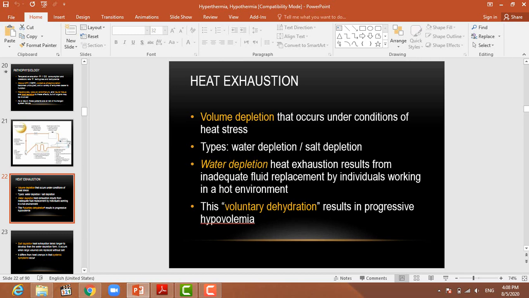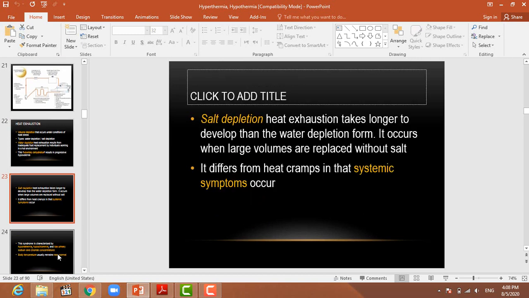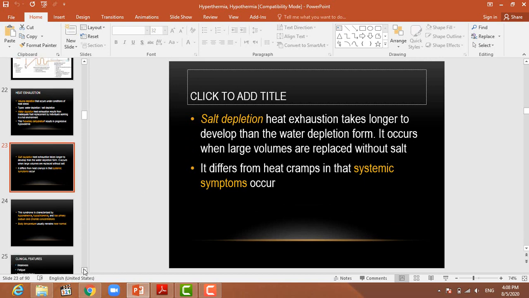Some people also call this voluntary dehydration, that is, water is not provided to you, and it's very easy to treat by just drinking plain water. Then we move to the other type, salt depletion. Salt is lost through your sweat glands, and if you cannot replenish it, you have to drink some salty water, that is plain water containing some salt, then you can easily avoid this salt depletion. That is the other type of heat exhaustion.